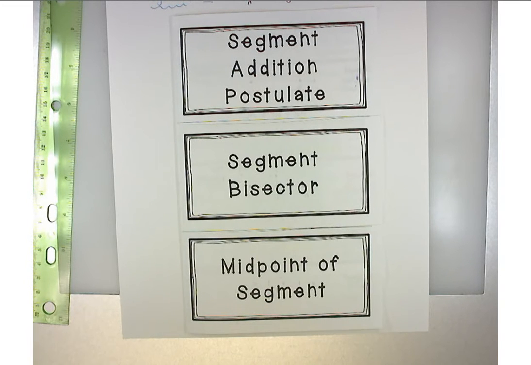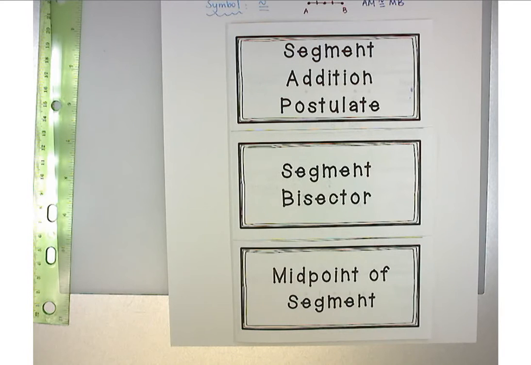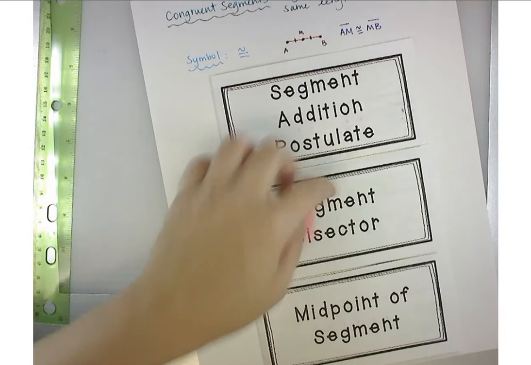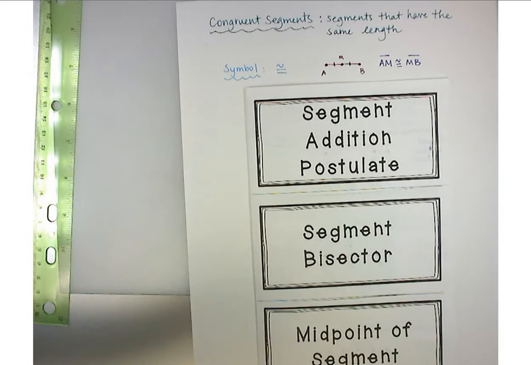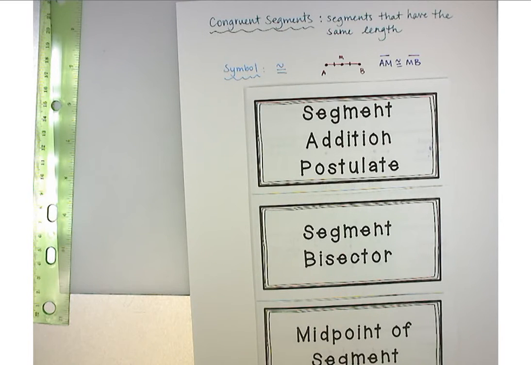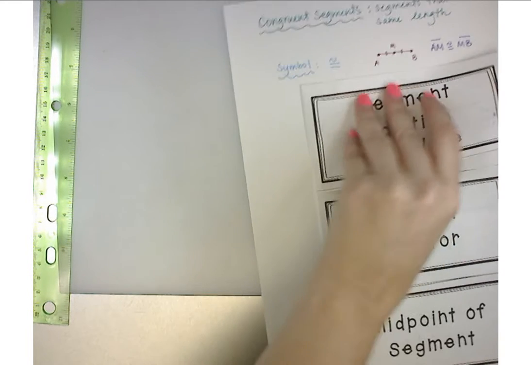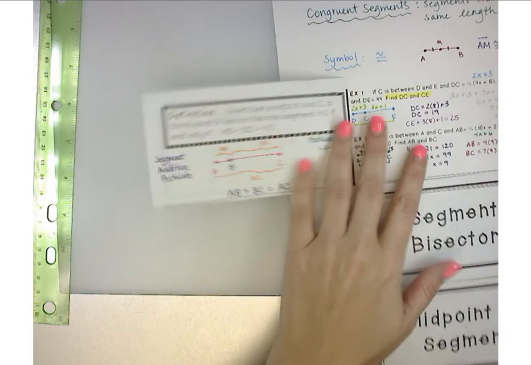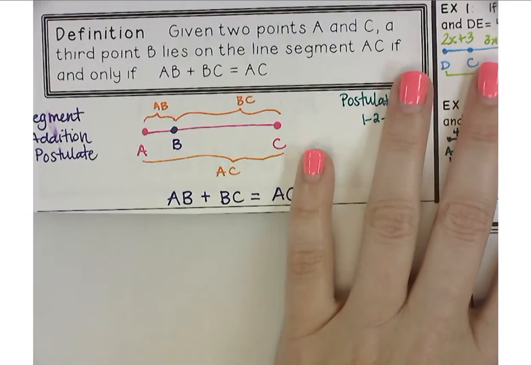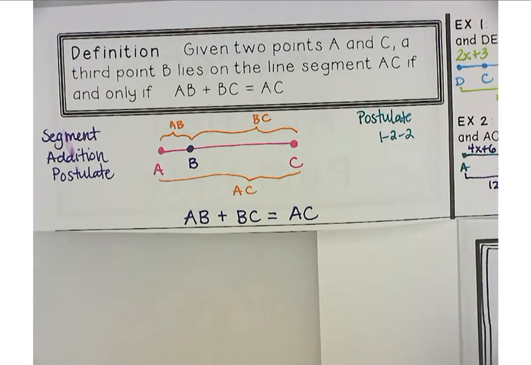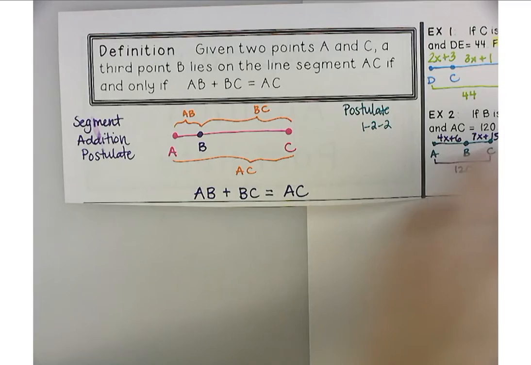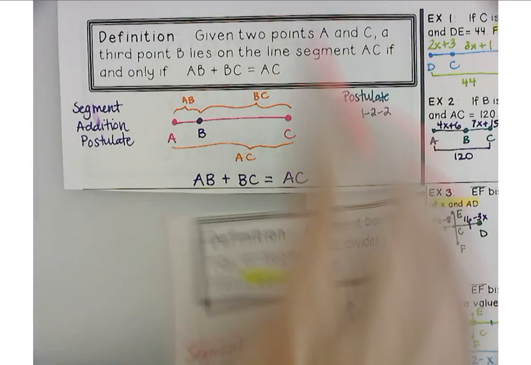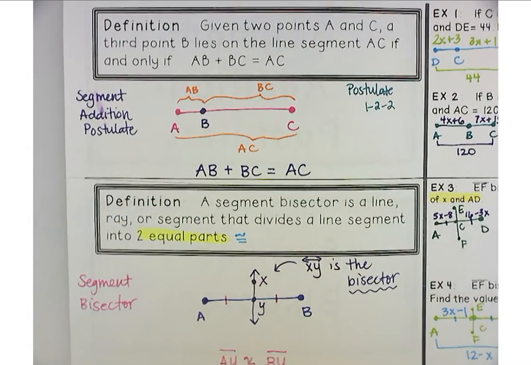Okay, so what we're going to do is first we're going to do our definitions. If you want to cut on the dotted lines, you can. I would just wait until we're done with all of them. So what we're going to do today is we are going to do the definitions, and then we are going to do some of the examples together, and then some of the examples are going to be part of your homework.